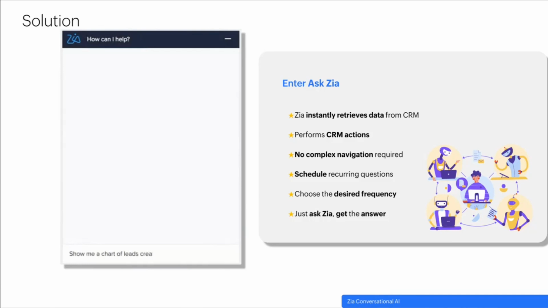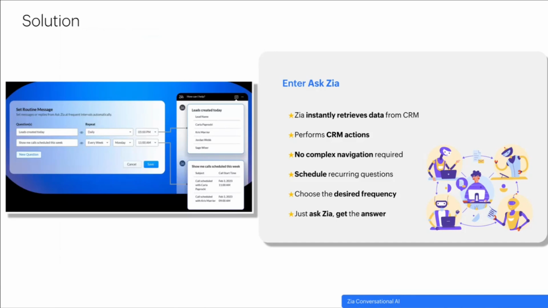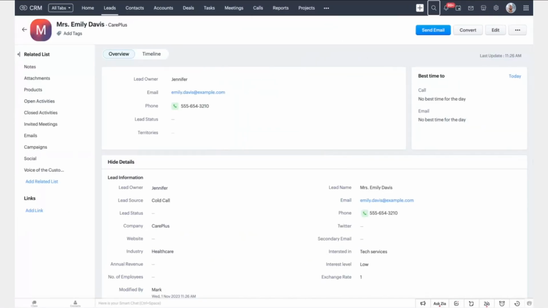Additionally, Ask Zia is equipped with a feature for setting up routine data searches. This is a boon for those who require data at regular intervals. They can simply schedule a recurring data request, select the preferred frequency, and receive the information regularly, greatly reducing the need for manual effort. So let's quickly look at how the conversational AI works.